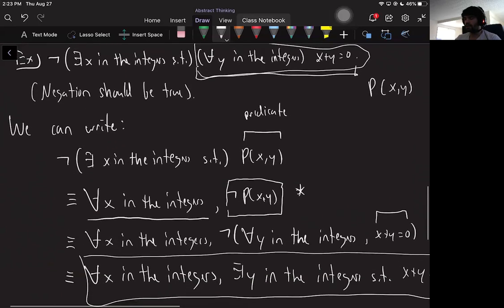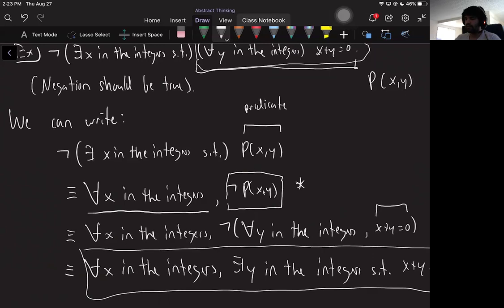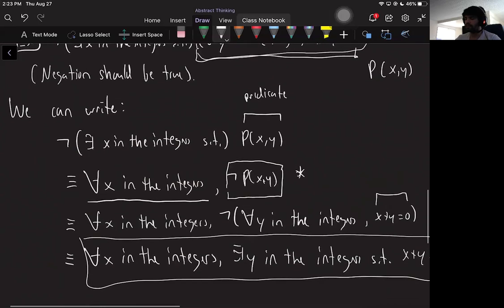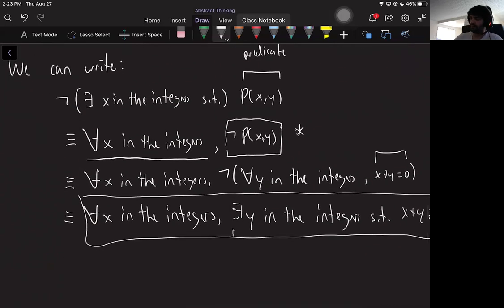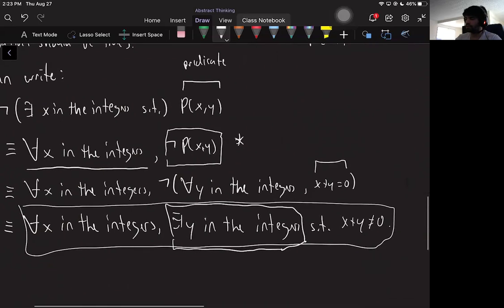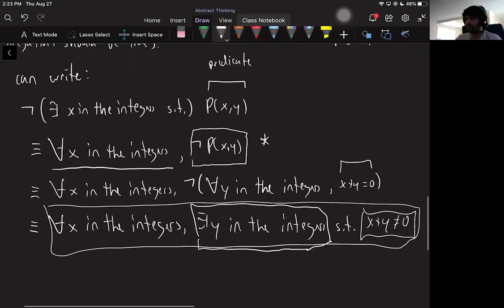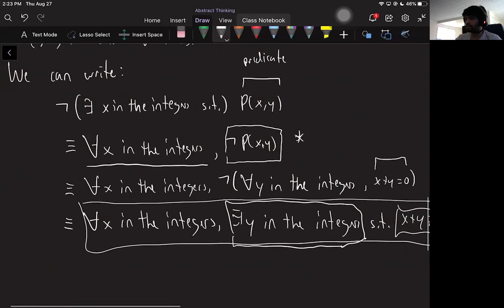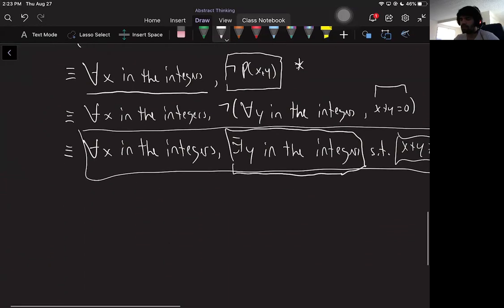And if you're saying that you won't be able to have for any y in the integers x plus y equals 0, what you're saying is that there's got to be some y, that's what this is saying, such that x plus y won't be 0. And that's what this is saying. Okay, so read it back to yourself a couple different times and try to convince yourself of it.